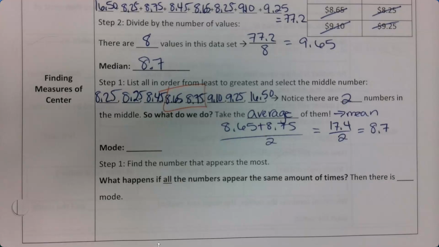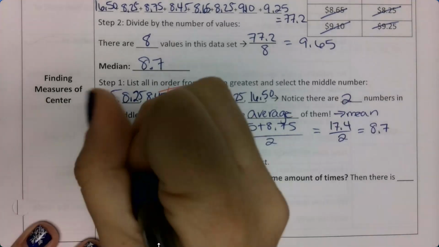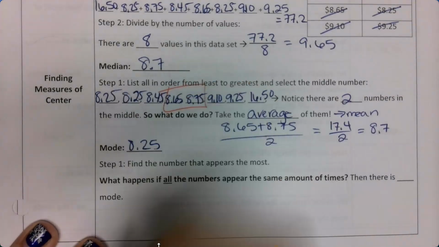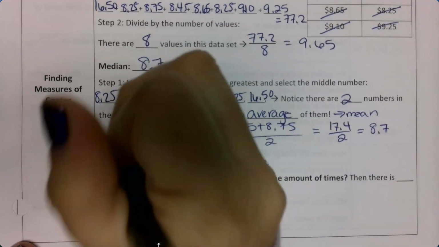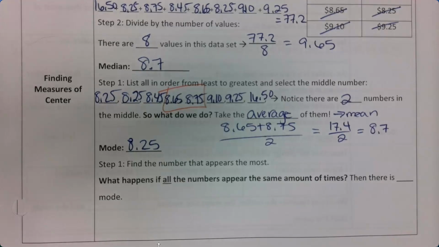And my mode is my number that appears most often. Which number is that? 8.25 appears twice, so it's my mode because it's the only one that appears more than once. What would happen if all the numbers appeared the same amount of times? There is no mode. Yep. If they all appear exactly the same amount of times, there's no mode.